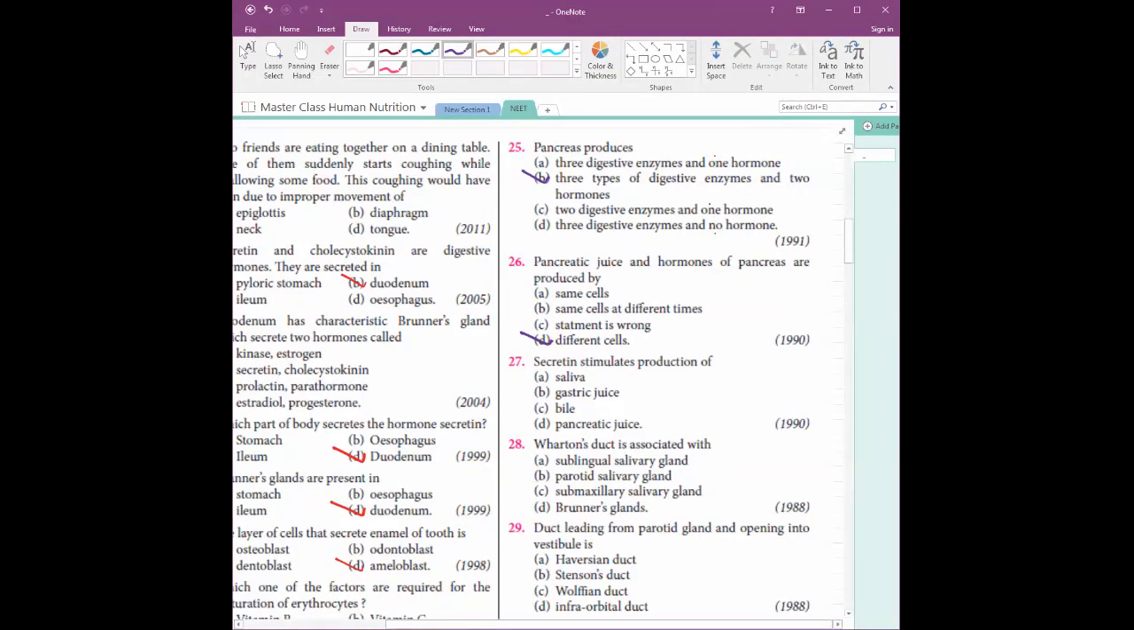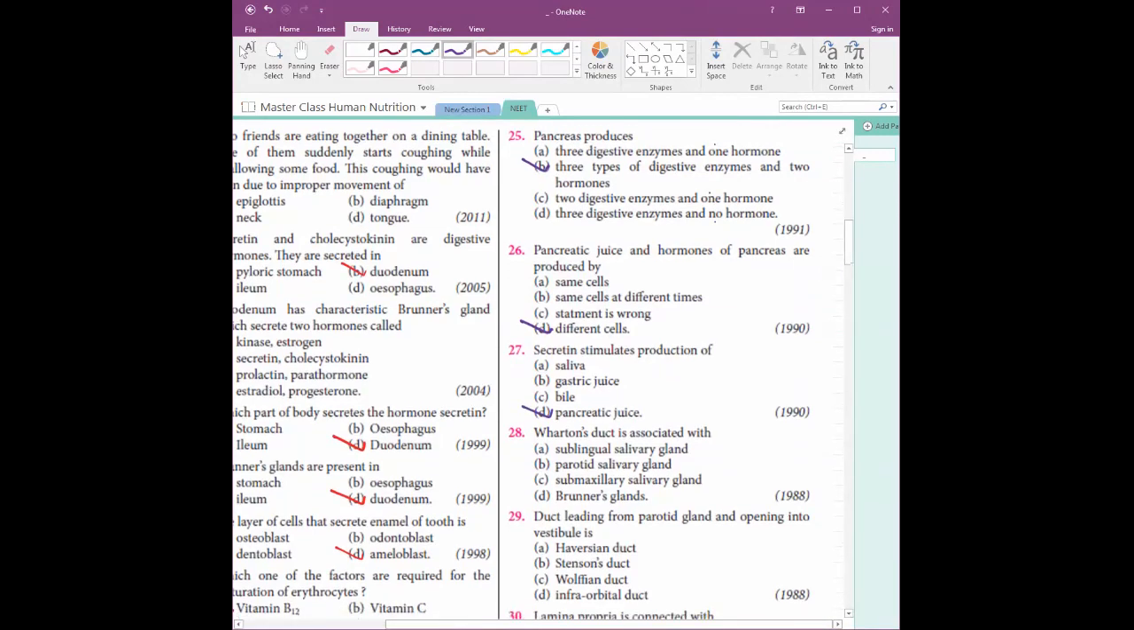Okay, next question, Zui. Secretin stimulates the production of saliva, gastric juice, bile, and pancreatic juice. So what do you think is the right answer? Yes, right. Very nice. Zui is right. Akanksha is right. Rishik, yes. Divya, Dia, everybody is right. It is going to be pancreatic juice. Very nice.